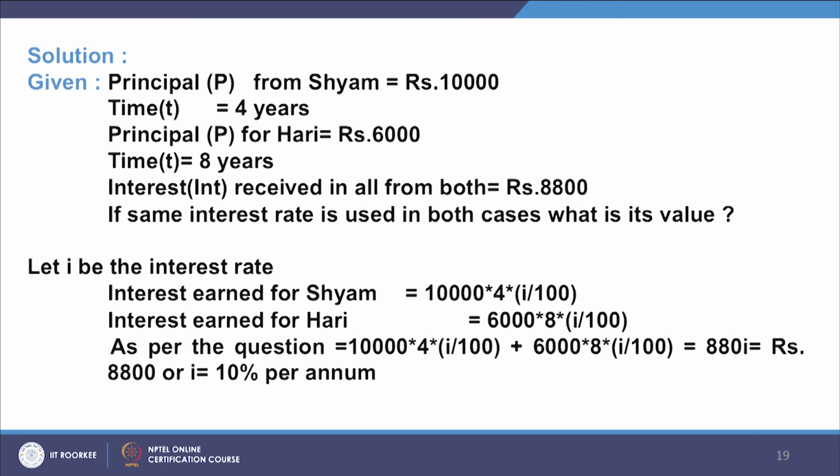So, let the interest rate be I. Interest earned from Sam is 10,000 into 4, that is 4 years, I divided by 100. Interest earned for Hari is 6,000 into 8 years into I by 100. As per the question, these two interests are equal to 8,800. So, when we add them together, it becomes 880 I, which is equal to rupees 8800. So, I is 10% per annum.